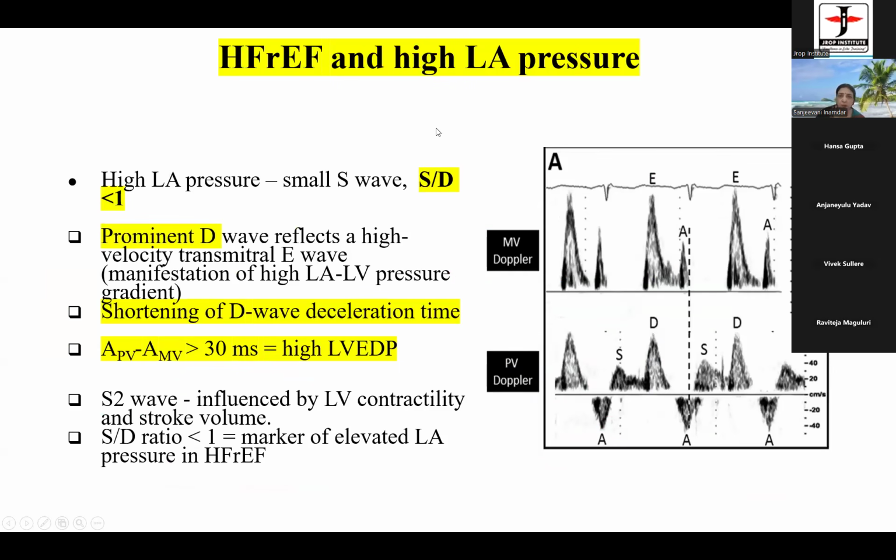When we come to HFrEF, that is reduced left ventricular ejection fraction, the LA pressure is always increased. There is high LA pressure and S is always less than D in reduced EF. There is a prominent D wave and prominent E wave; we know that these two go parallel. There is shortening of deceleration time of D as of E. And APV and AMV more than 30 is indicative of high LVEDP. So high LVEDP, high LAP, and the S wave is influenced by LV contractility. Everything is easy in HFrEF.